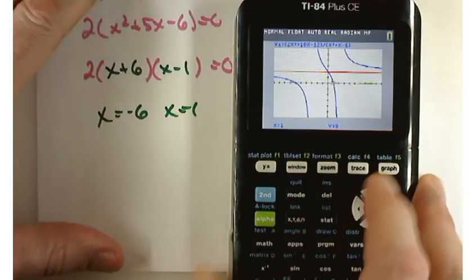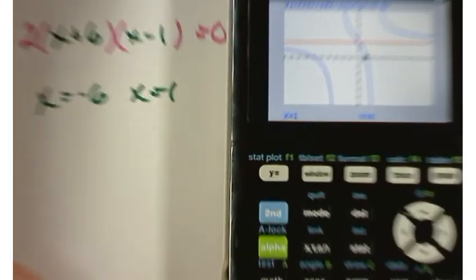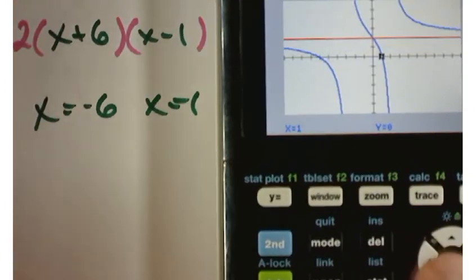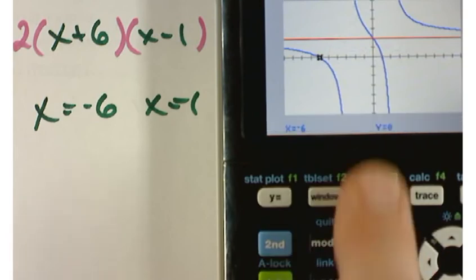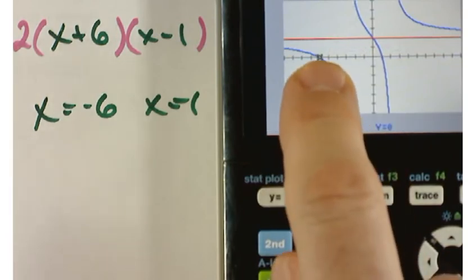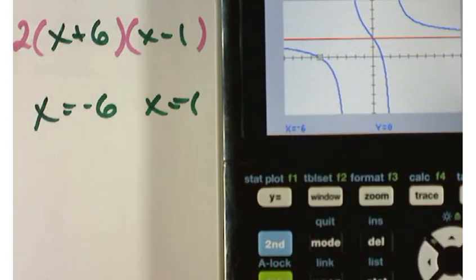And with my zoomed out graph here, I can actually check that that's true. If I hit the trace key, I can choose my own values. If I choose negative 6, oh, negative 6 and 0. Crosses the x-axis, great. If I trace a 1, 1 and 0. Again, crosses the x-axis. So the roots are exactly where I expected them.